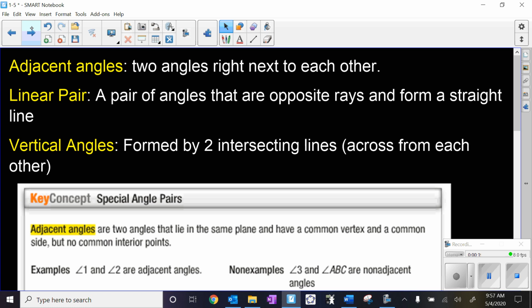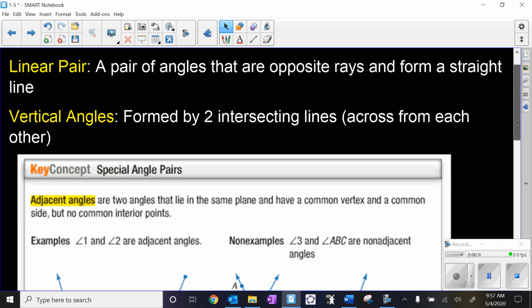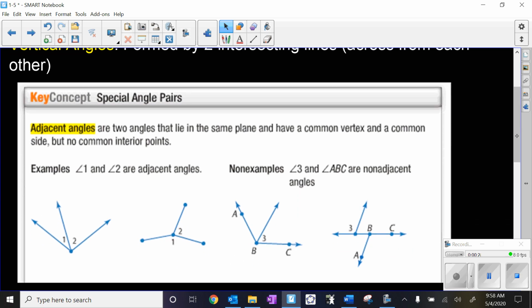We have what are called adjacent angles, linear pairs, vertical angles. We're going to start with those. We'll get some more as we move forward. The first one, adjacent angles. Adjacent angles are really angles that are right next to each other.